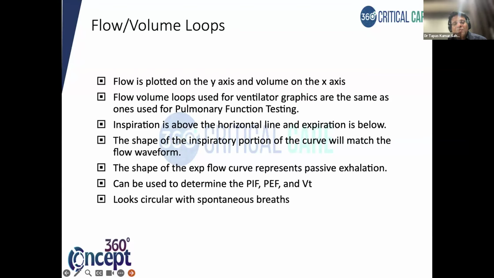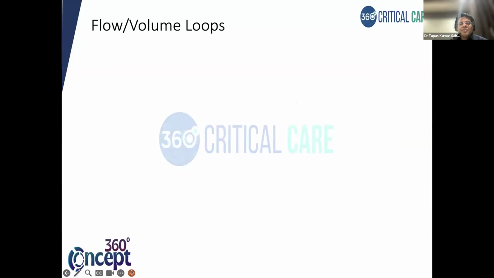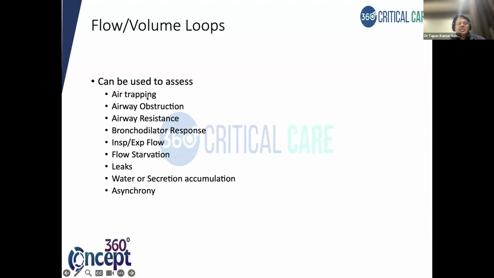Now, the shape of the expiratory flow curve represents passive exhalation because there is no active thing happening. So, expiration is always passive. That can be used to determine the peak inspiratory flow, peak expiratory flow, and tidal volume. In a spontaneous breath, you will get the flow volume loop to be circular. It can be used to assess again the similar things that I have already discussed: air trapping, airway obstruction, airway resistance, bronchodilator response, inspiratory expiratory flow, flow starvation, leak, water or secretion accumulation, and asynchrony.